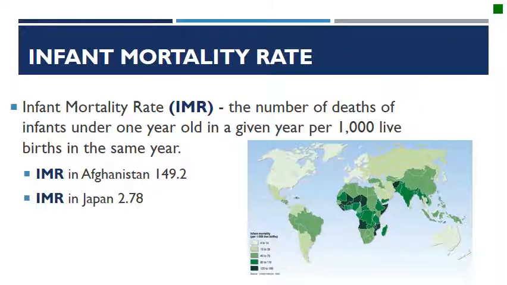Now, infant mortality rate. This is for every 1,000 children in Afghanistan, 149 do not make it past their first birthday, versus Japan, where out of every 1,000 children, 2 of them do not make it to their first birthday. What do you think are some contributors to the high infant mortality rate in Afghanistan? You will discuss this with your partner.